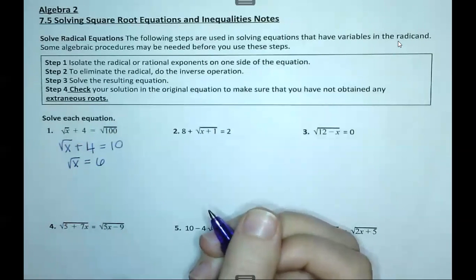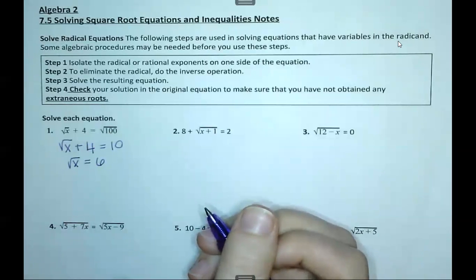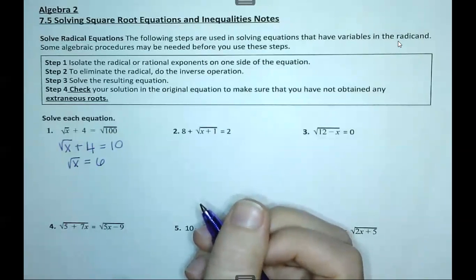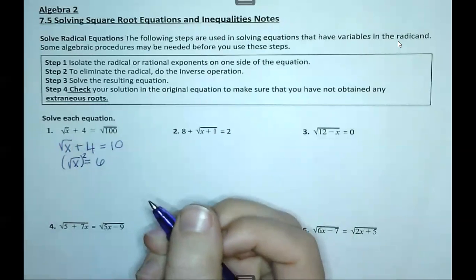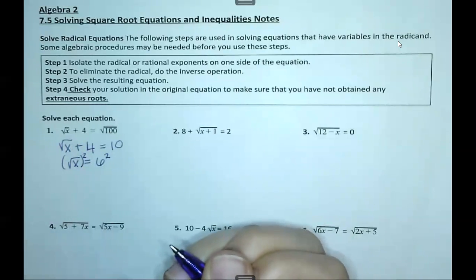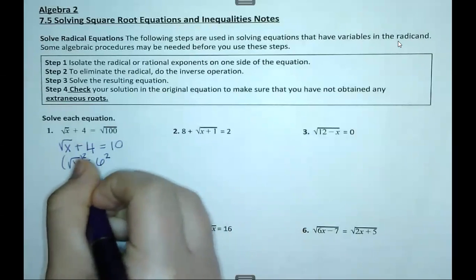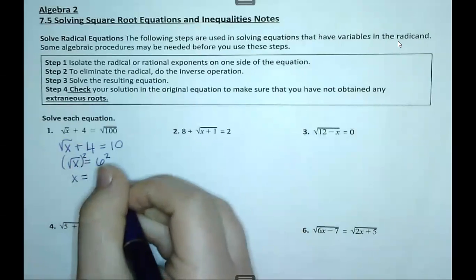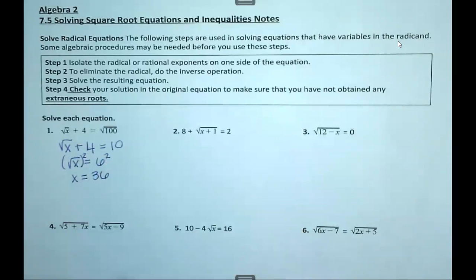All right, step 2 is to eliminate the radical or the square root. And to do that, you do its inverse operation or opposite operation. The opposite of square rooting something is to square it. And if you do something to one side, you've got to do it to the other. So the square is just going to make the square root go away, so we're left with x. And then I have 6 squared, which is 36. So we have solved for x.